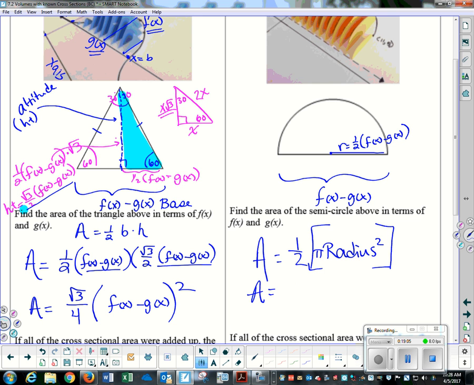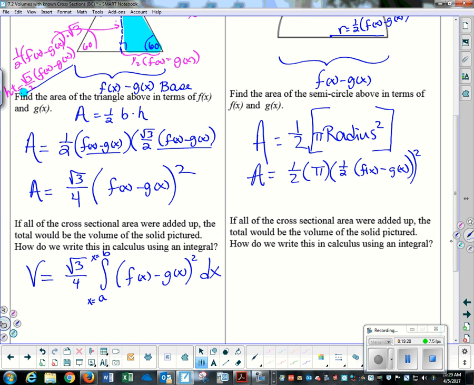Which will turn out looking like 1/2 times pi times our radius, which is 1/2 f of x minus g of x quantity squared. And that half is included in that quantity. So this turns into, let's just go, pi over 2. 1/2 has to be squared. It becomes 1/4 f of x minus g of x. 1/4 times pi over 2 gives me pi over 8. That's what I was looking for. I forgot my squaring there. F of x minus g of x quantity squared.